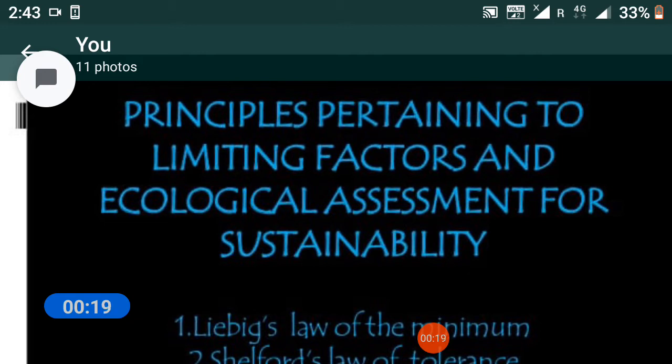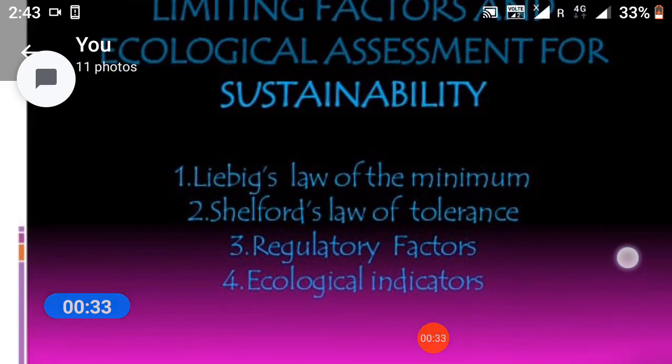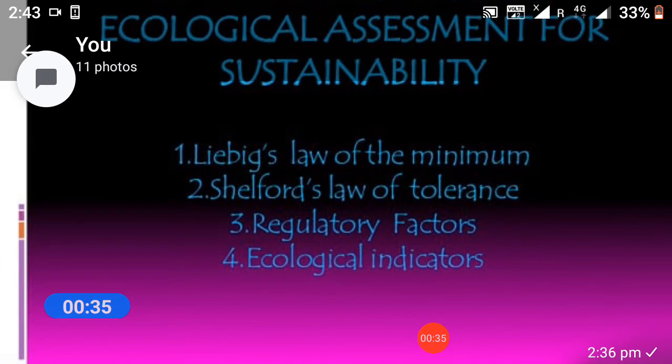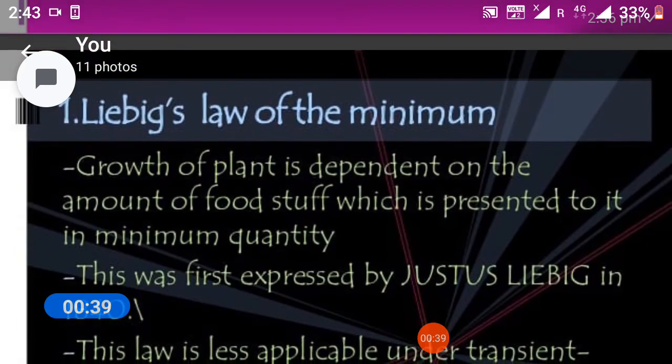We will discuss the topic: principles pertaining to limiting factors and ecological assessment of sustainability, Liebig's law of minimum and Shelford's law of tolerance, regulatory factors and ecological indicators. Firstly, I will discuss Liebig's law of minimum.